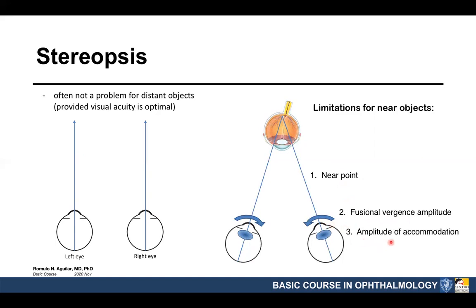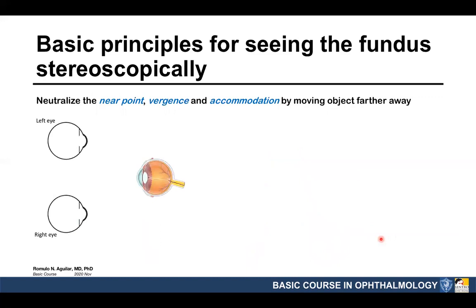And number three, the amplitude of accommodation. The lens can change its shape only again to a certain degree. Beyond that, it cannot focus anymore. So these are the three limits for stereopsis for near objects. So what are the basic principles for seeing the fundus stereoscopically, assuming that we want to see it up close? So we have to neutralize the limitations. We neutralize the near point, vergence, and accommodation. And how do we do that? By moving the object farther away.